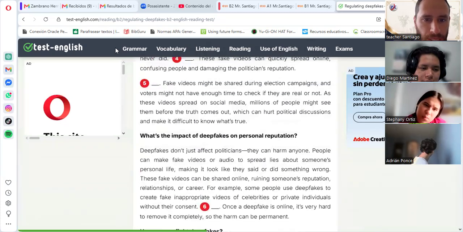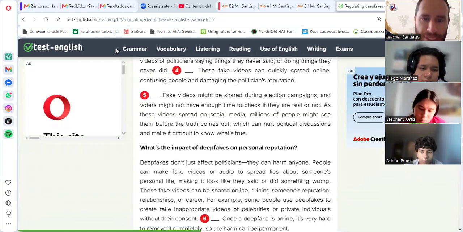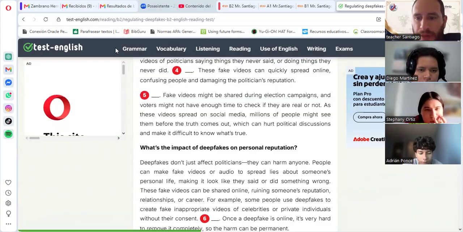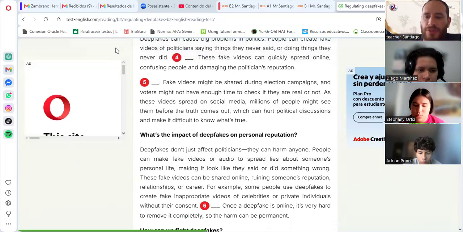Number 5. Fake videos might be shared during election campaigns, and voters might not have enough time to check if they are real or not. As these videos spread on social media, millions of people might see them before the truth comes out, which can hurt political discussions and make it difficult to know what's true.